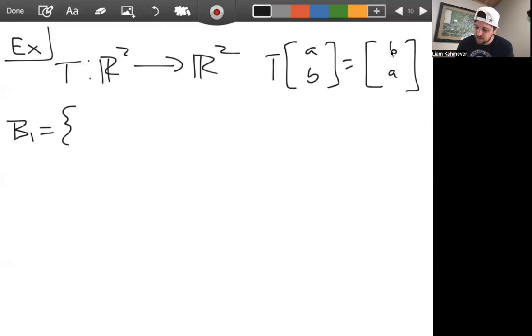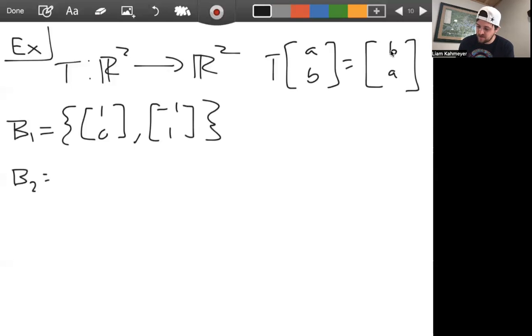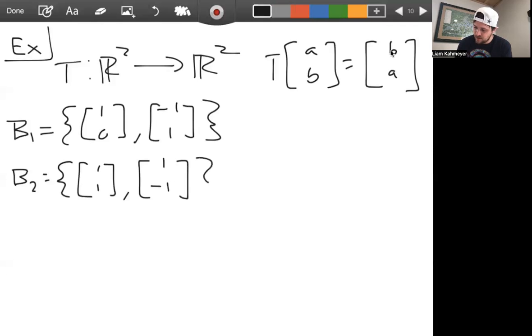And let's first define a basis of R2 as (1, 0), (-1, 1). And let's define a second basis of R2 as (1, 1), (1, -1), like this. And now let's say we want to find the transition matrix here. Let's find M_B2,B1. Okay, so how would we do this?